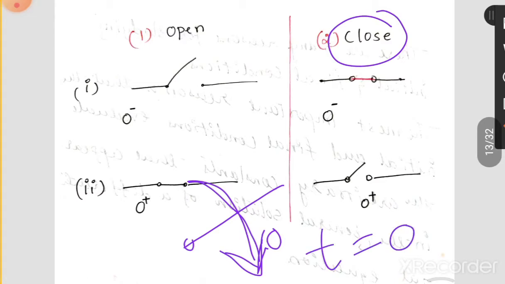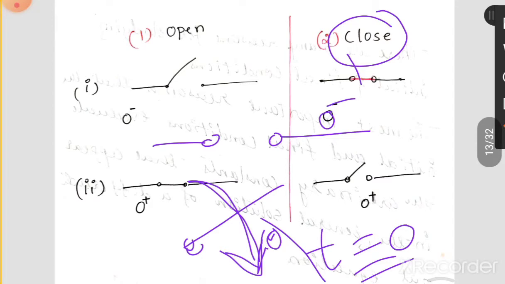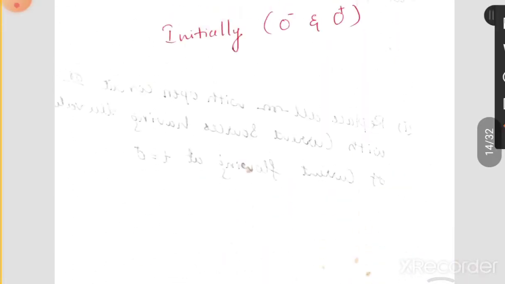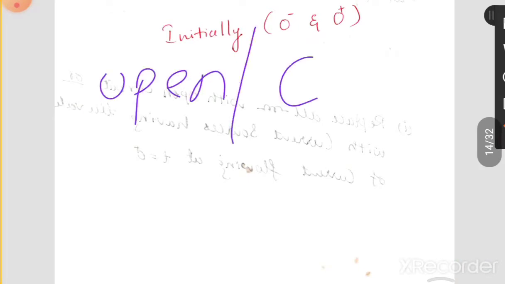Then what was the earlier condition? What was the earlier case? You are going to close the switch at t equal to 0. Earlier, it was open. It was first open. That is the condition 0 minus. And afterwards, at t equal to 0, we are going to close the switch. That is your 0 plus. 0 minus and 0 plus will be the same for both cases, whether you are opening it or closing it.